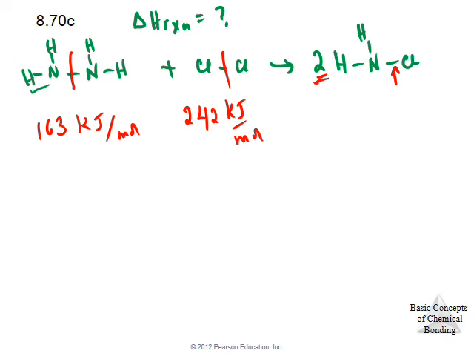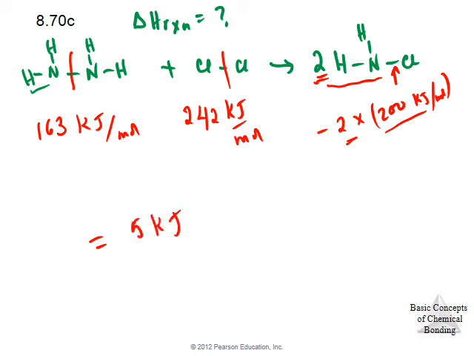So this would be basically minus 2 times 200 kilojoule per mole. Why times 2? Because there are 2 such molecules, and each molecule has one NCl bond. So 2 molecules would have 2 such NCl bonds, and each such NCl bond requires minus 200. That's why 2 times minus 200 is minus 400. Now if you do the math, you're going to get 5 kilojoule. And this time it is positive. So the heat of reaction for this reaction is 5 kilojoule.